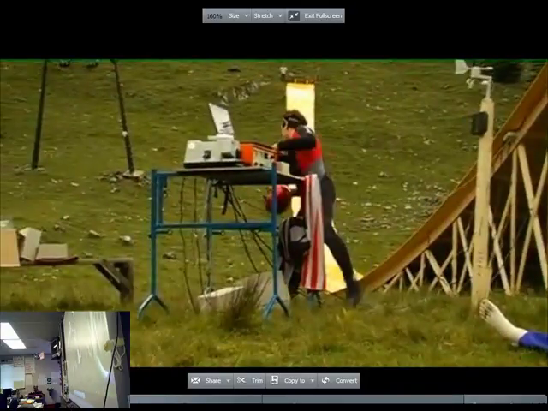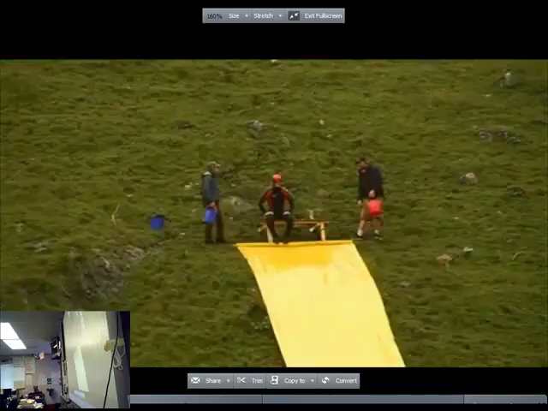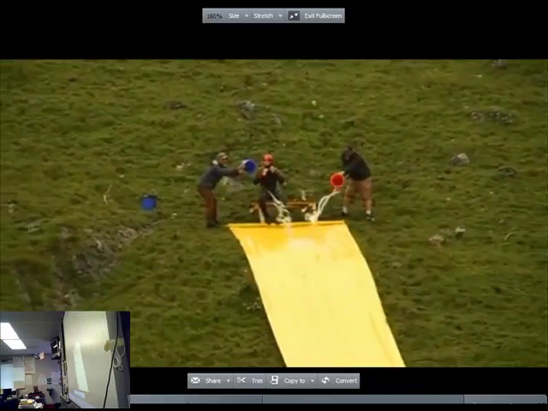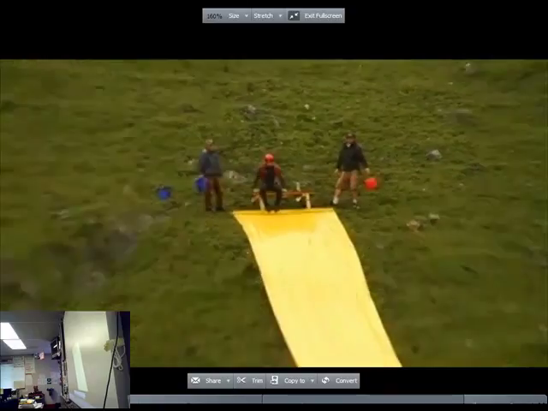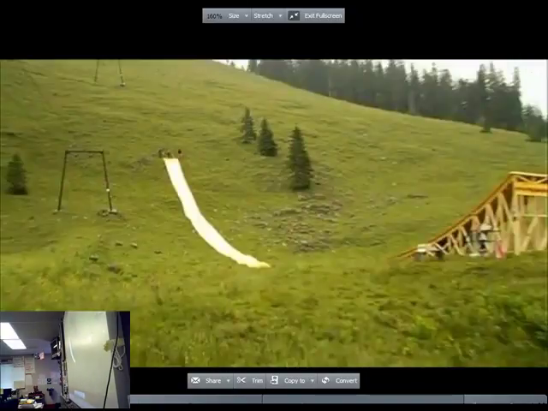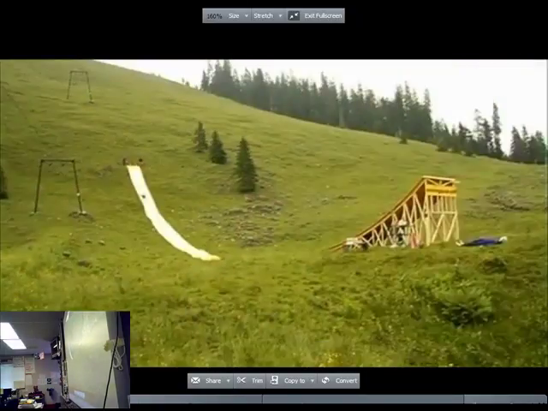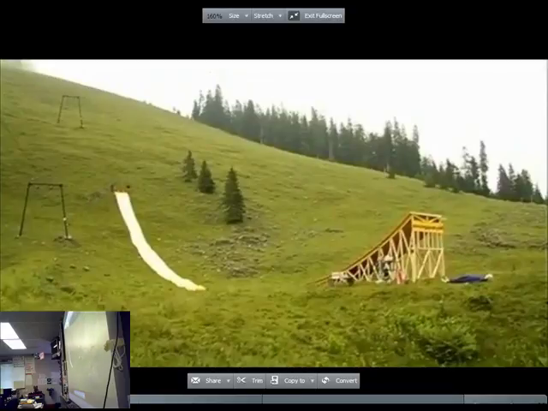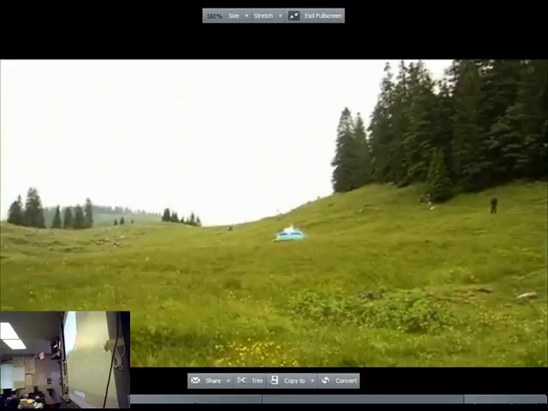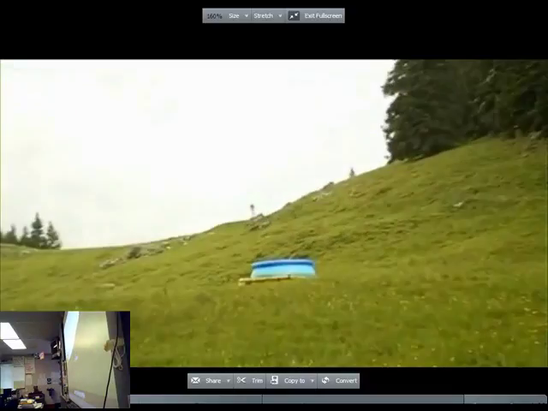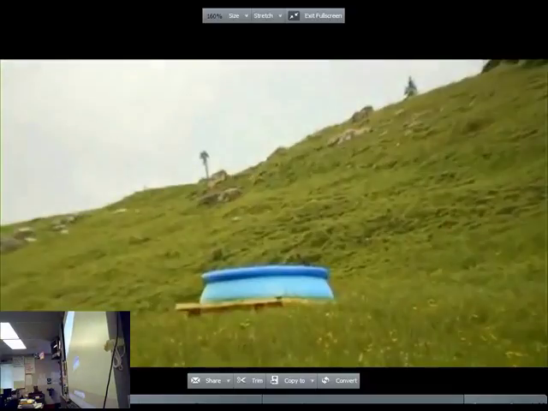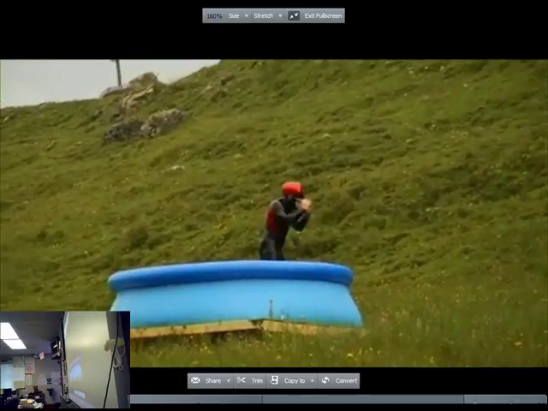Not sure why it's running so choppy. Okay, real or special effects?